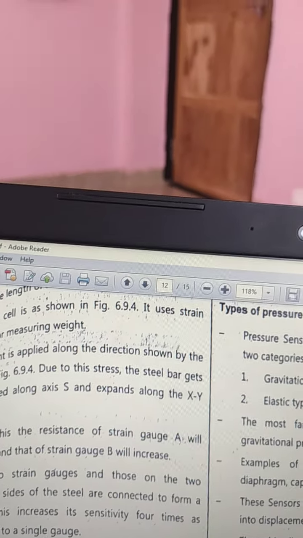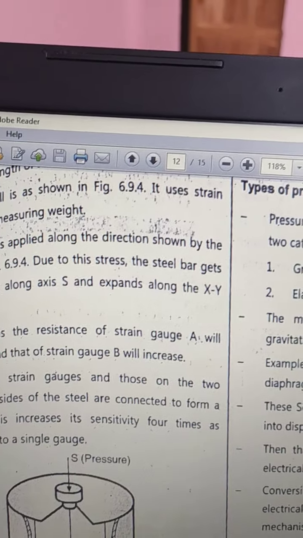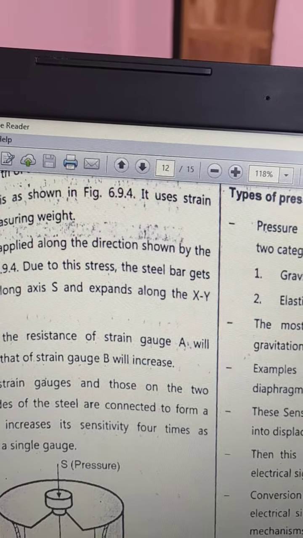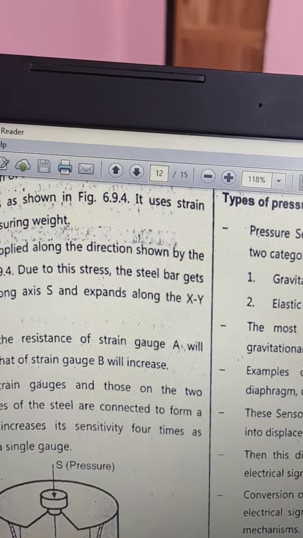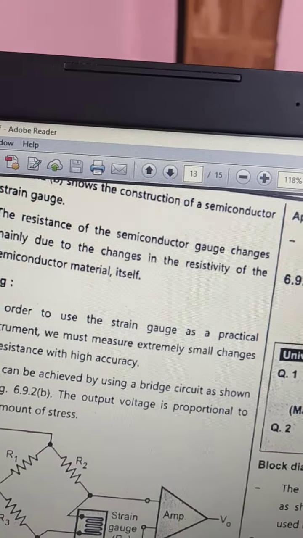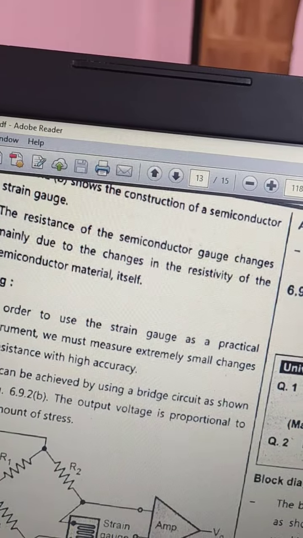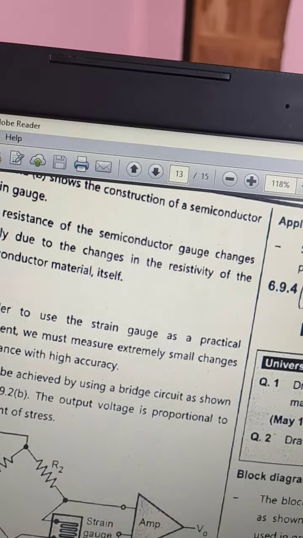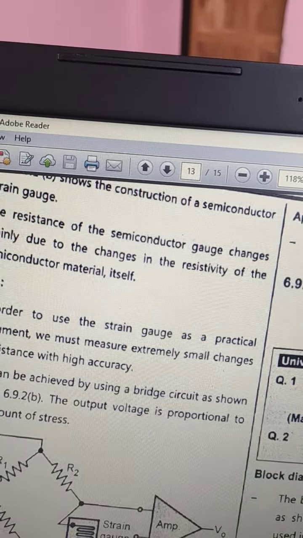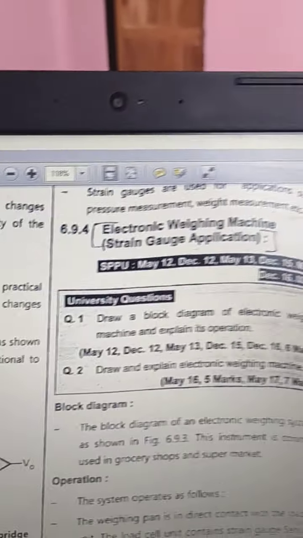When we apply a weight in a particular direction, due to this stress, the steel bar gets compressed along the axis and expands along the XY axis, and due to that the load cell works. It can be used for extremely heavy loads.